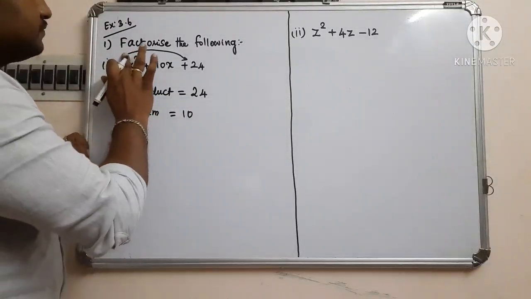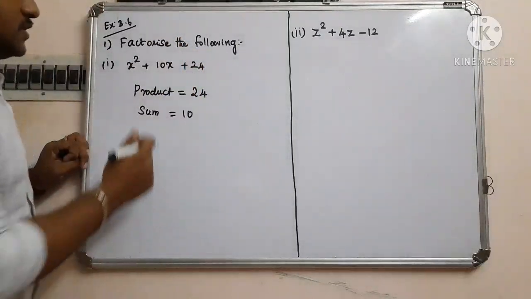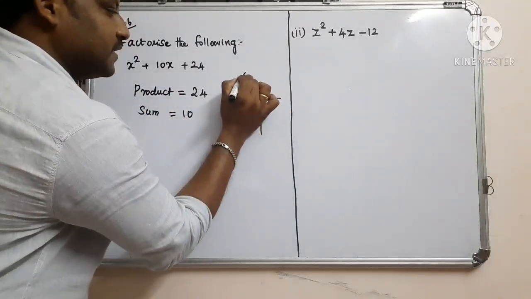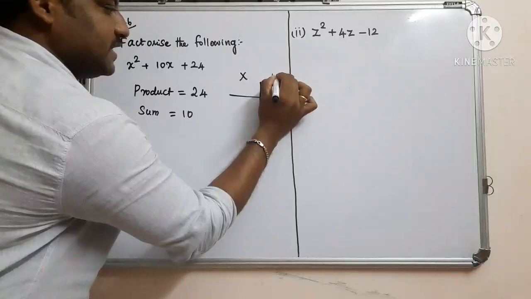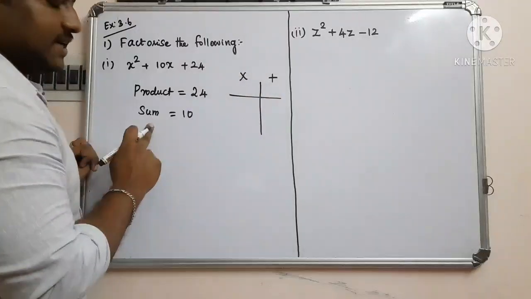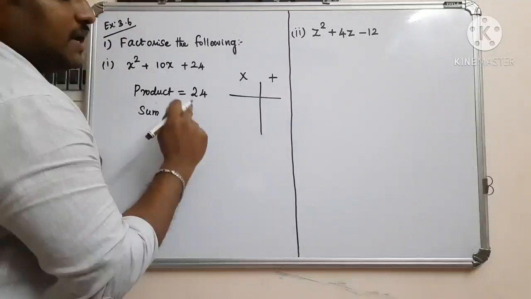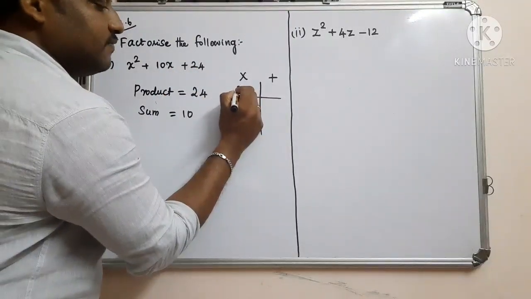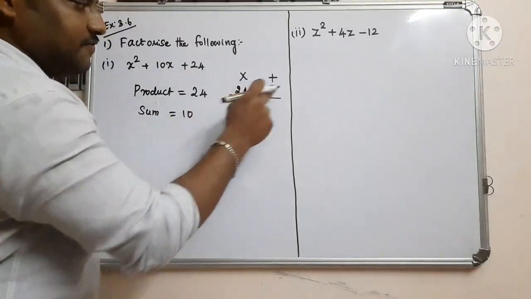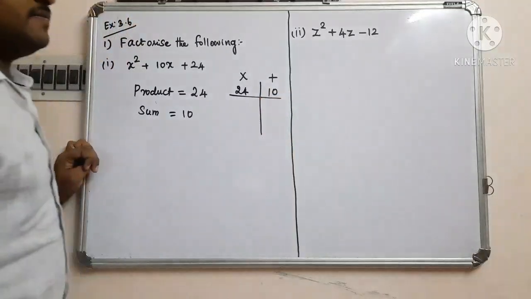So here the sum is 10 and the product is 24. What is the meaning of sum and product? The multiply symbol is considered as product, the plus symbol is considered as sum. So what are the two numbers? If we multiply two numbers, we have to get 24. If we add the same two numbers, we have to get the value 10.